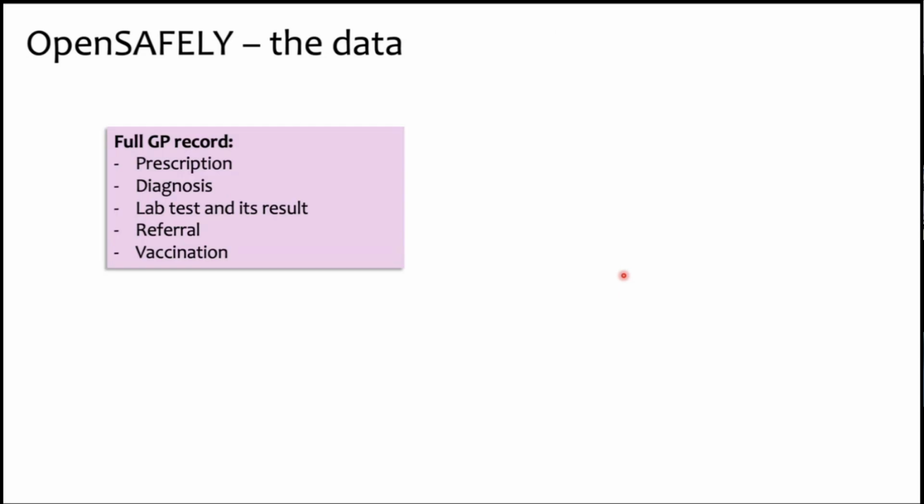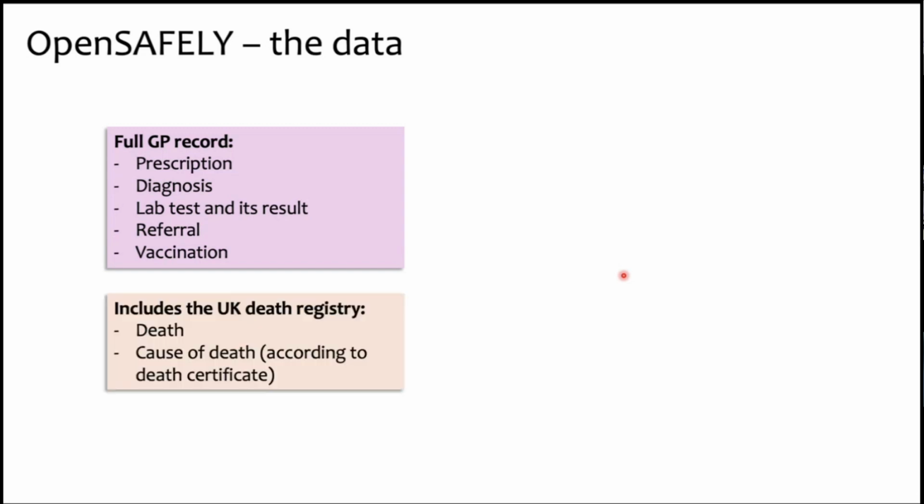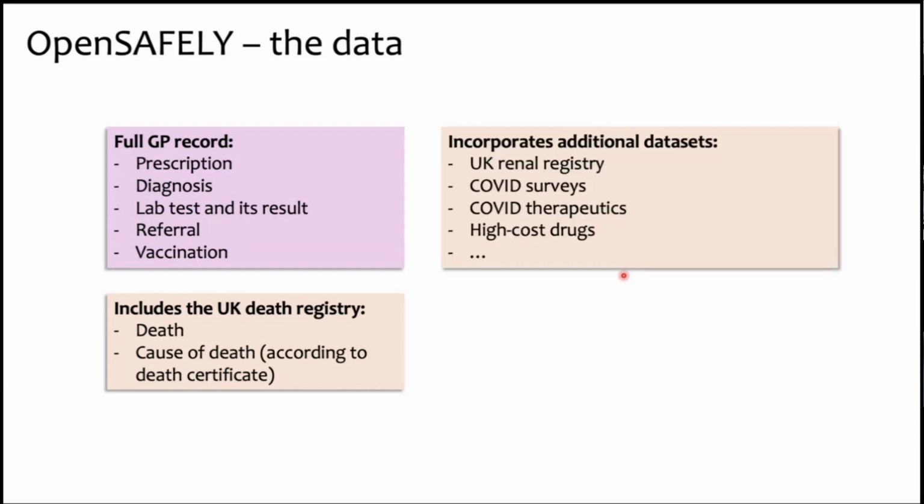Very, very briefly, basically the full GP record, every prescription, diagnosis, lab test result, referral, vaccination, linked to the death registry, so including the death certificate, causes of death. It has a few particular data sets linked in it that had to do with COVID-19, so COVID surveys, COVID-19 therapeutics, high-cost drug data set, and then the renal registry.